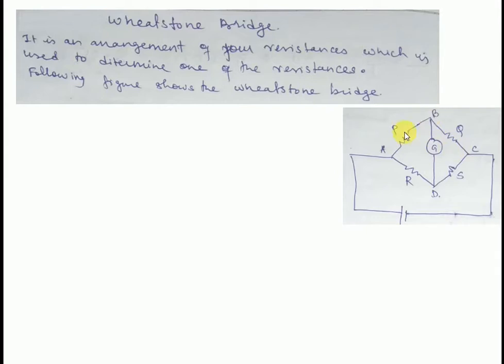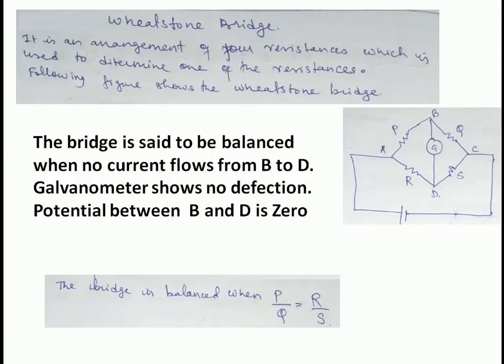So in this picture P, Q, R, S are the 4 resistors and they are connected across the potential, and between point B and D a galvanometer is connected, and this bridge is said to be balanced when no current flows through this galvanometer. That means potential difference between B and D becomes equal. This happens when the ratio P by Q becomes equal to the ratio R by S.